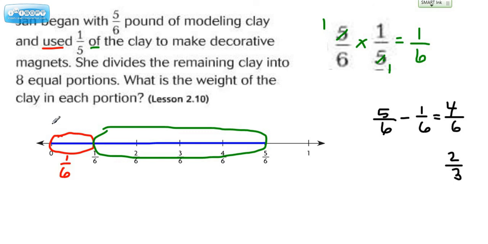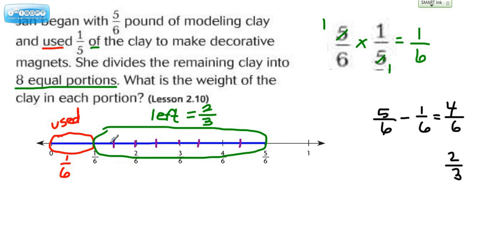So this is how much we used, and this represents how much is left, which is 2/3, or if you prefer, 4 6s. Now we're taking the amount in the green circle and we're breaking it up into 8 equal portions. Let's look at how we might model that, because we have 4 sections. So if we take each section, divide that in half, let's do that, and we can look at the model of it.